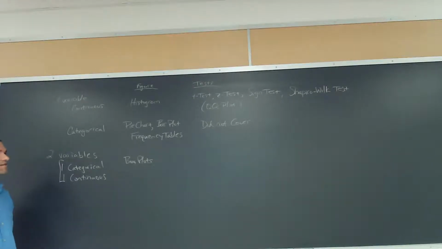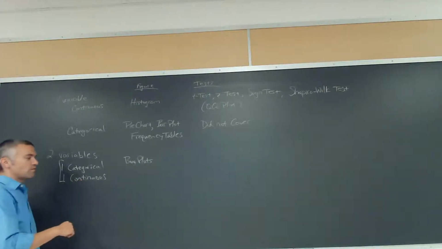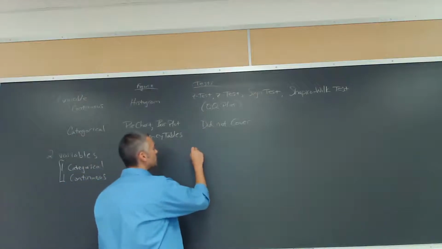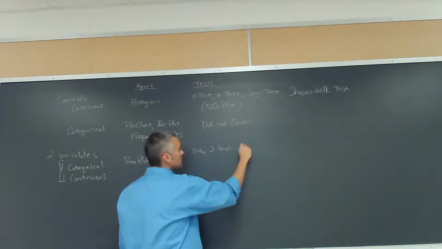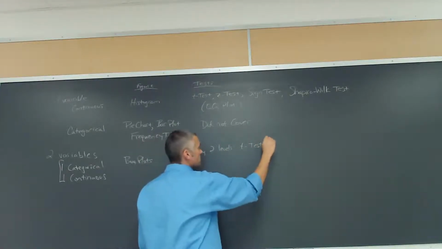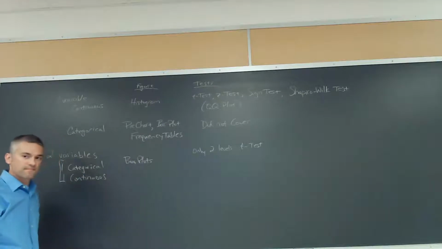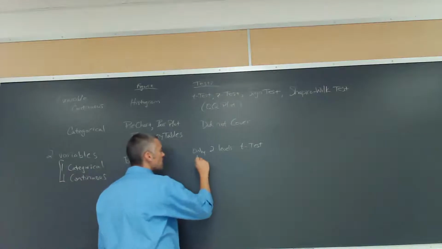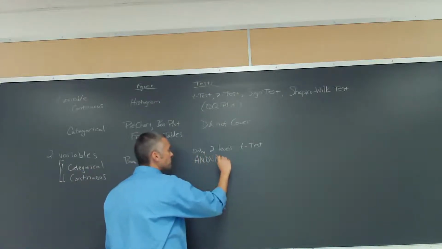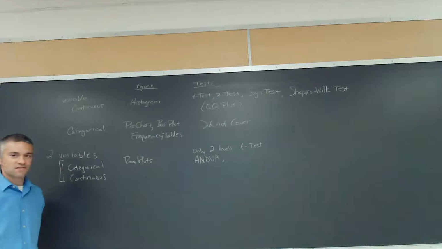All right. What about tests? What kind of tests can we do? Okay, so if we break down one continuous variable, if we only have two groups, two levels, we can run a t-test. What is a t-test and an ANOVA test?